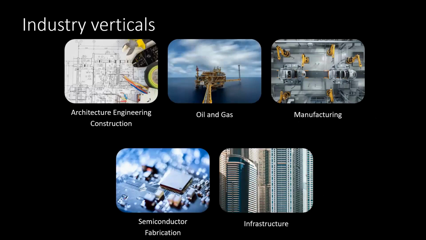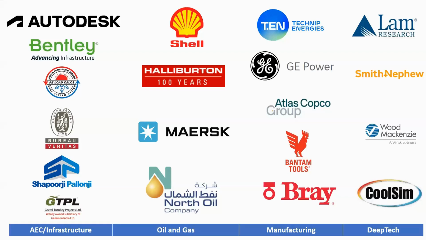Then to talk about the industry verticals, we are majorly working in the architectural, engineering and construction, oil and gas, manufacturing, and semiconductor fabrication verticals. These are just glimpses of our clients with whom we have worked. In the oil and gas sector, we have done work with Shell, Halliburton, Maersk, North Oil Corporation, Indian Oil, and so on.